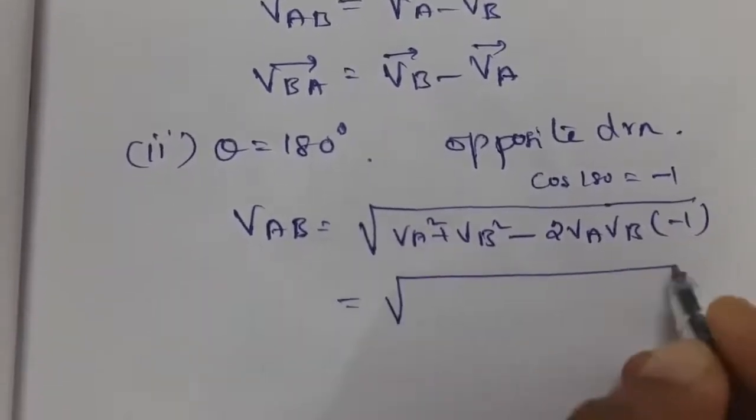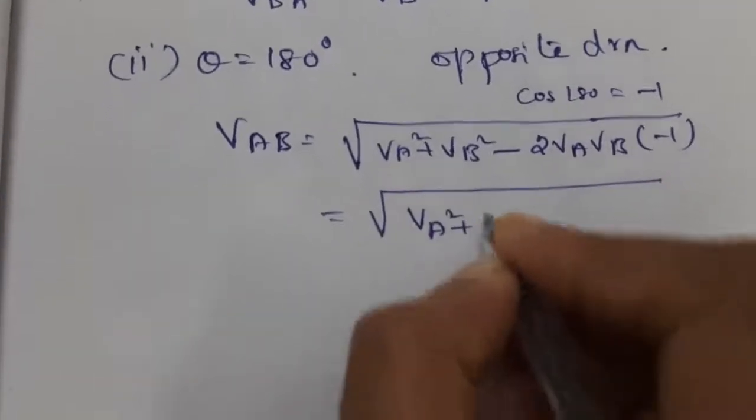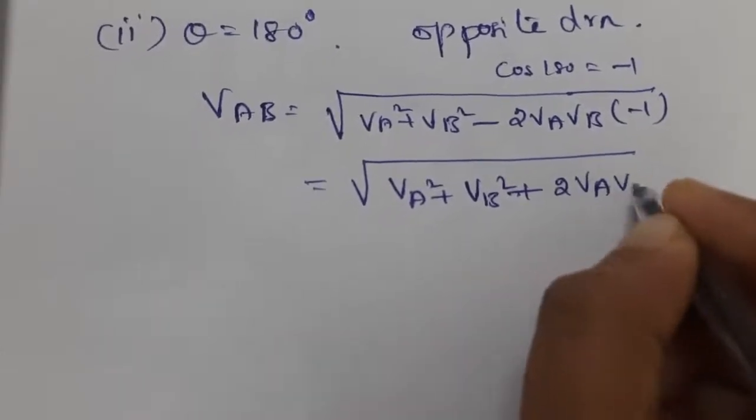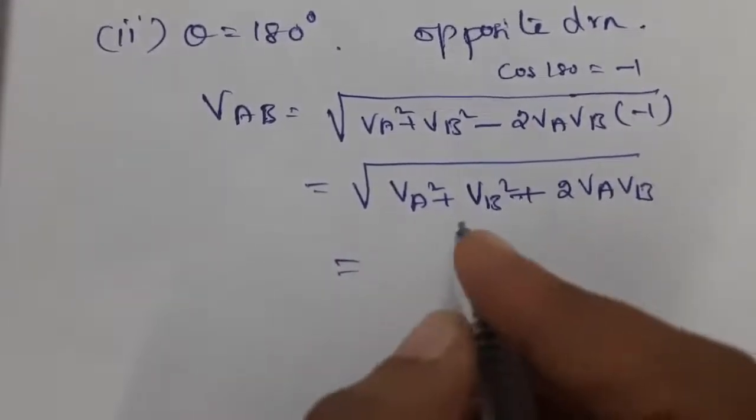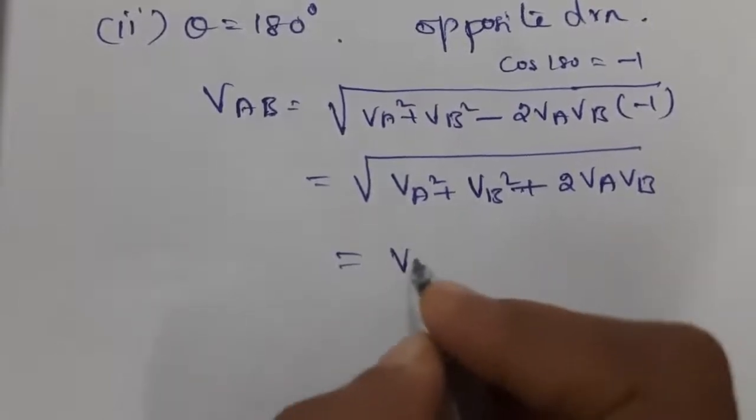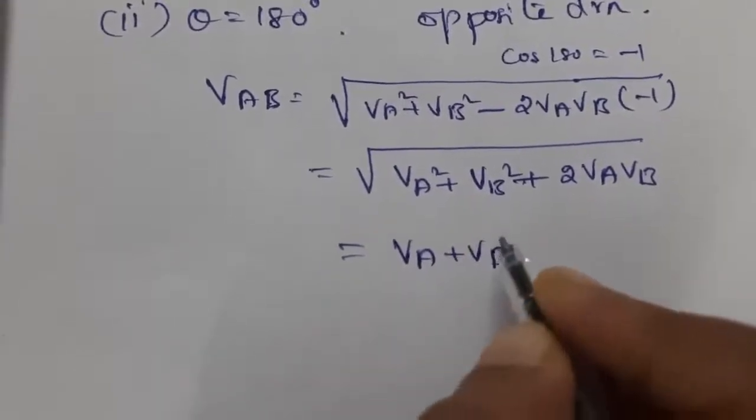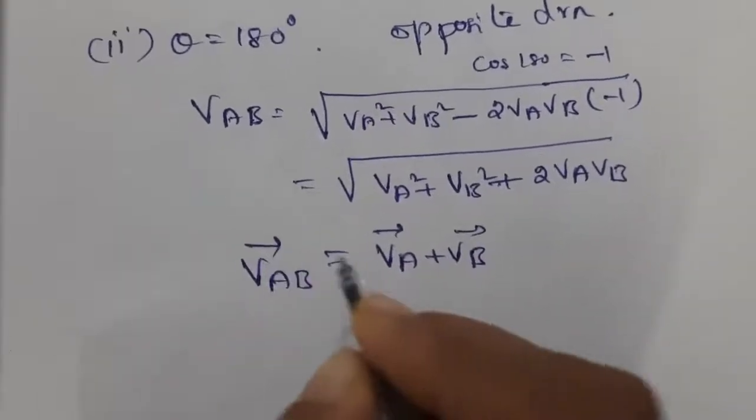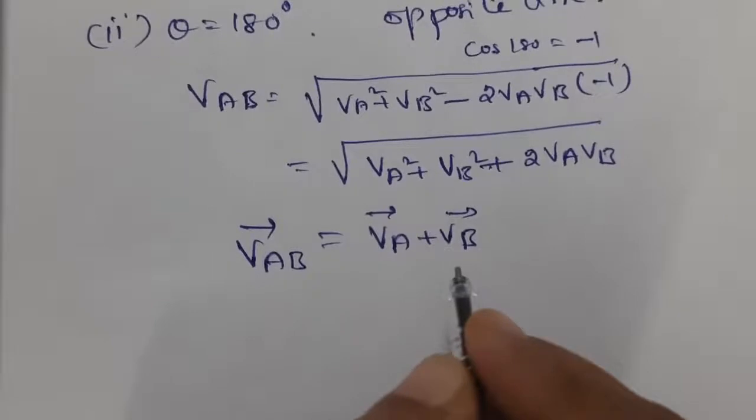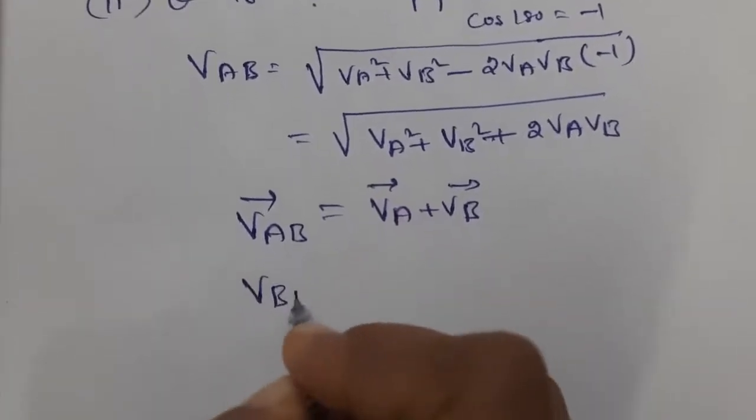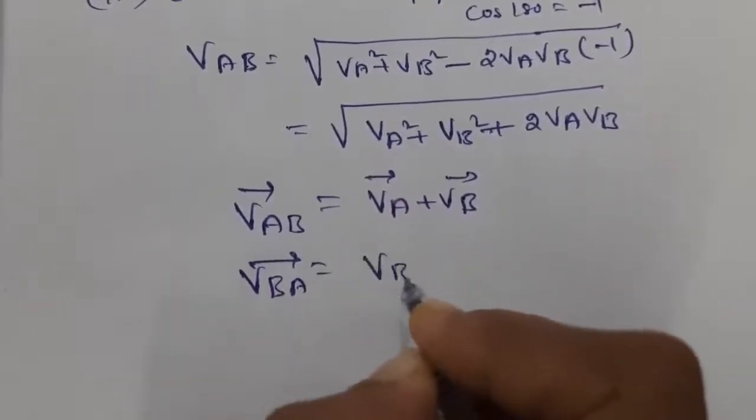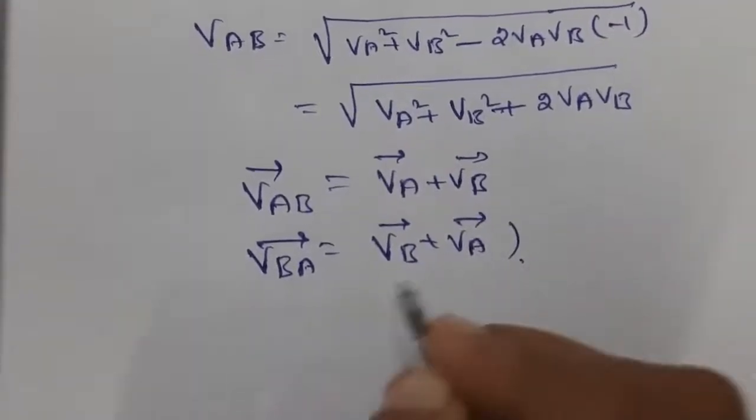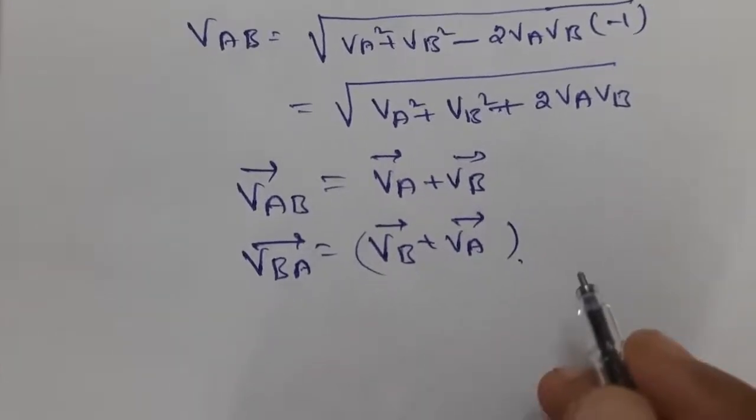So we can write root of VA square plus VB square minus into minus, plus 2 VA VB. So we can write VA plus VB the whole square root, or we can write VA plus VB. So VAB is equal to VA plus VB, which is in the direction of A. Similarly, VBA can be written as VB plus VA, that is in the direction of VB.